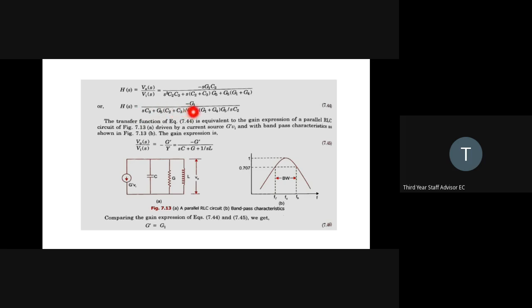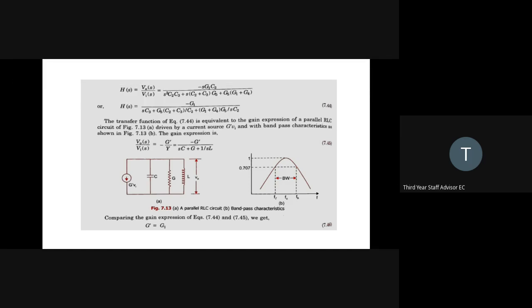Similarly, we can take SC2 to the denominator by dividing all these terms by SC2. So you will get minus G1. We divide numerator and denominator by SC2, so this term SC2 will be void. You will get SC3, and in this term, SC2 plus C3 into G5 will be there, divided by SC2. So S and S get cancelled. As a result, you will get C2 plus C3 into G5 divided by C2. And this term, when dividing with SC2, you will get G1 plus G4 into G5 divided by SC2.